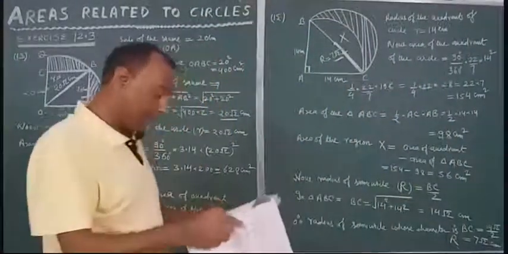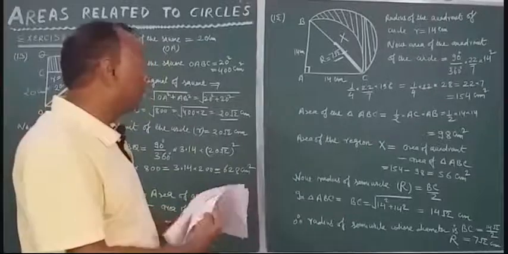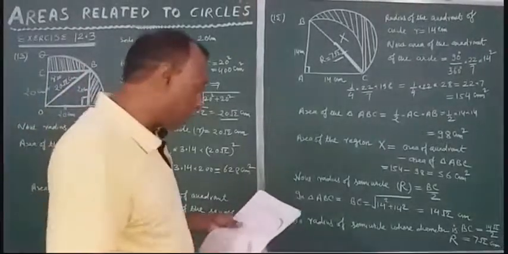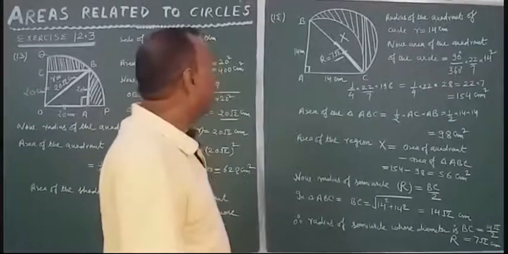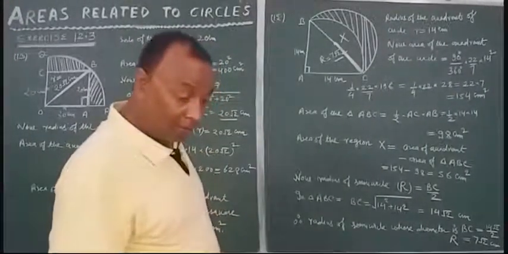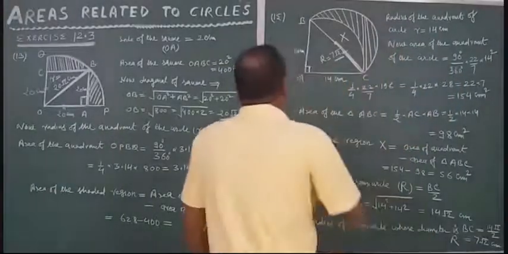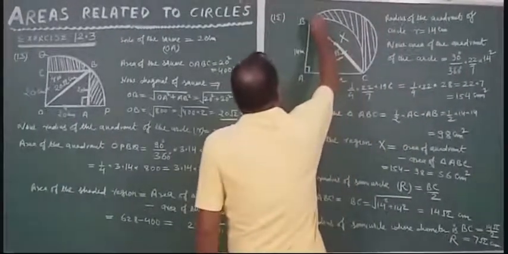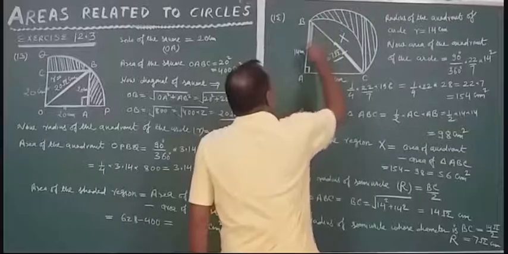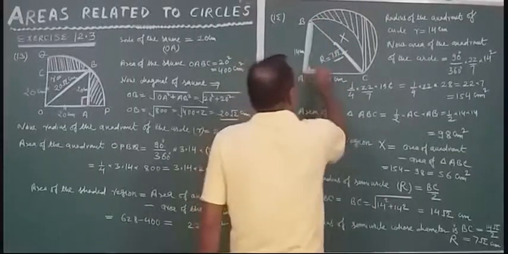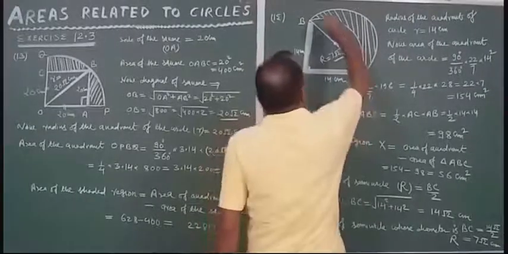Now this is question number 15. In the figure, ABC is a quadrant of a circle. So just look there. This is ABC.